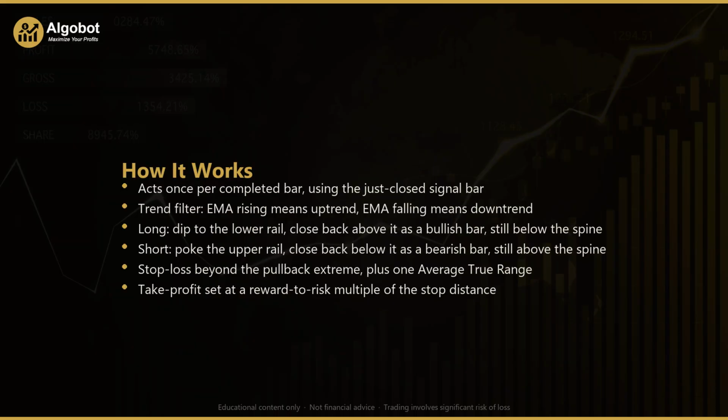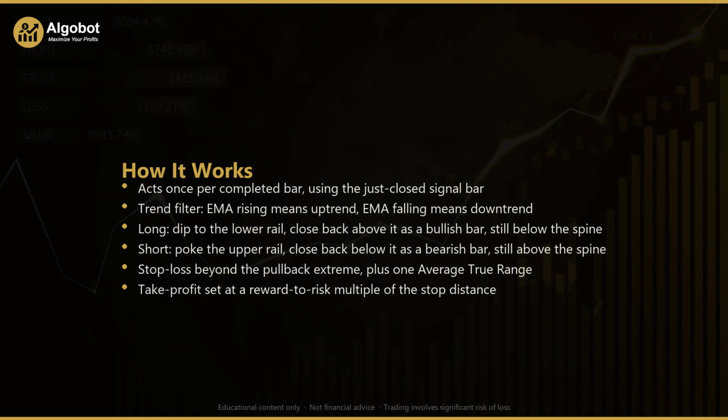Let's walk through the exact logic the expert advisor follows. First, the strategy only acts once per completed bar. It waits for the current bar to finish forming, then evaluates the freshly closed bar as its signal bar. This keeps decisions stable and avoids reacting to every flicker of an unfinished candle. On each closed bar, the strategy calculates 3 things: the moving average spine, the 2 volatility rails around it, and the slope of the spine over the last 5 bars.